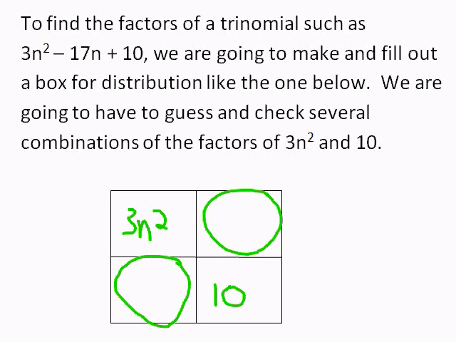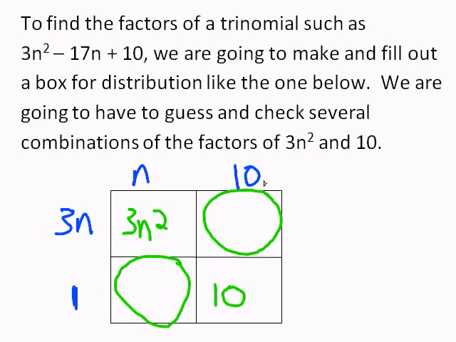Now let me show you. Let's go with 3n squared. Now we can split up 3n squared in a variety of ways, but I'm going to choose to split 3n squared up into 3n and n. Now the 10 is going to be a little bit more tricky. What are factors of 10? Well, we could start with 10 and 1.